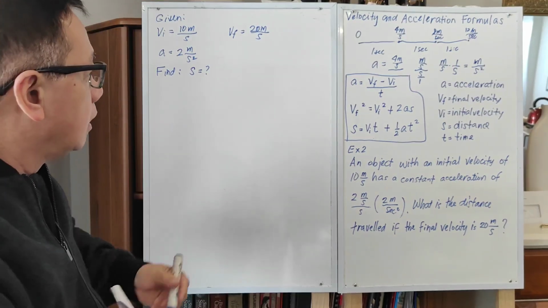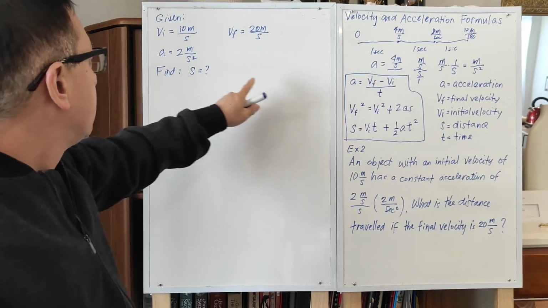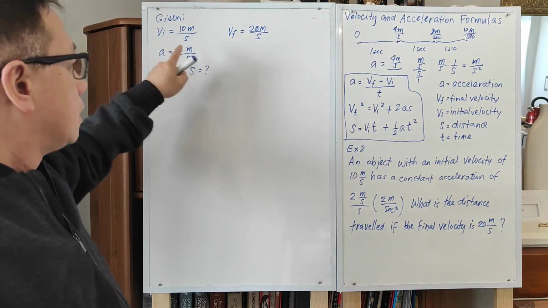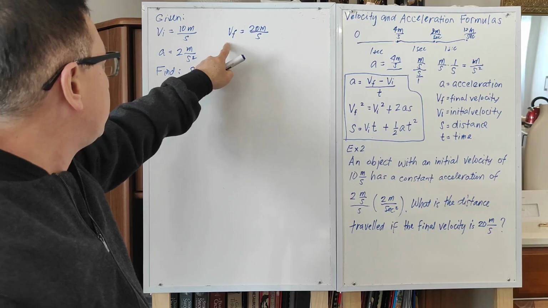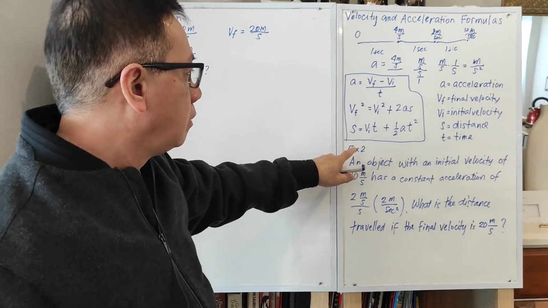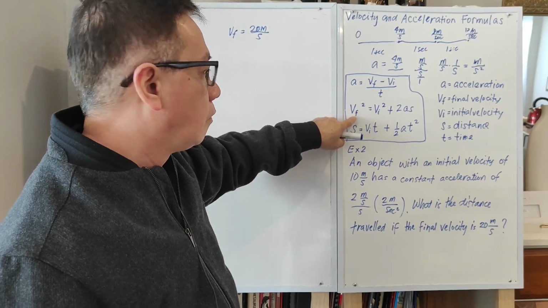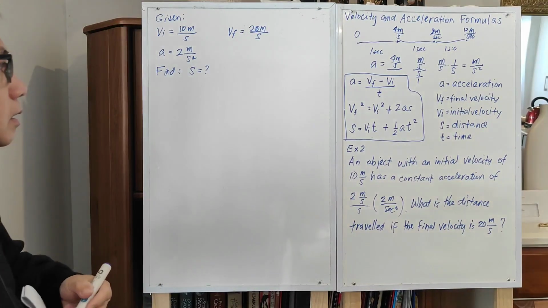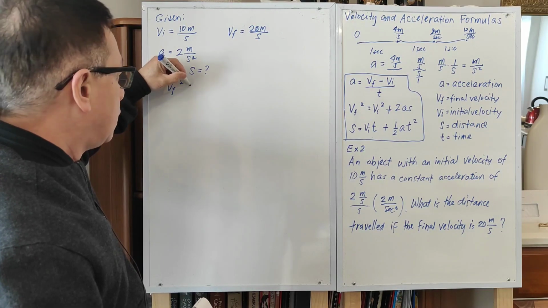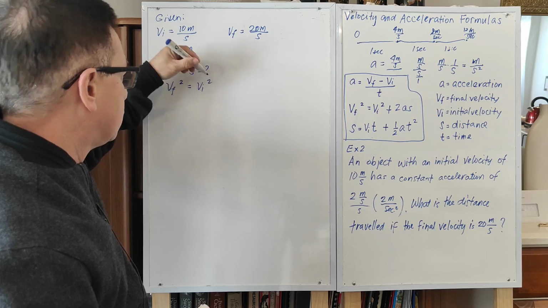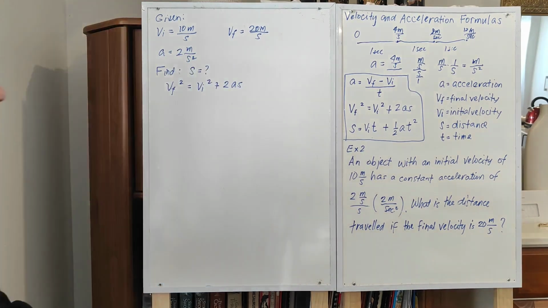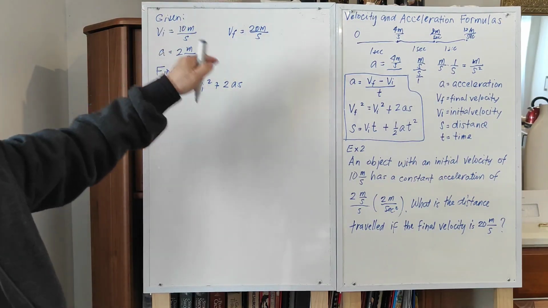So looking at the formulas that we have, which of these three formulas has all of this? Which has the initial velocity, final velocity, acceleration, and S. So from here, we can see that this is the formula that we need to use. So we can write it here. Final velocity squared is equal to initial velocity squared plus 2AS. And then we substitute all our given.